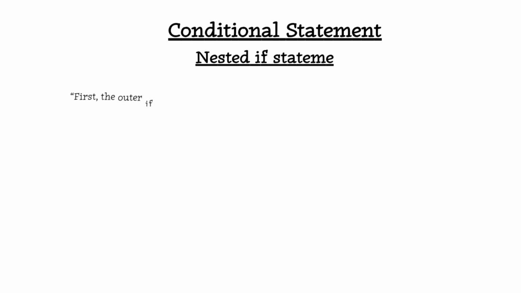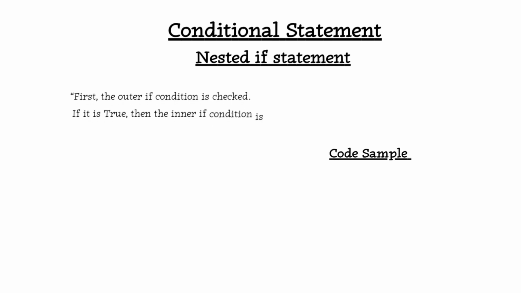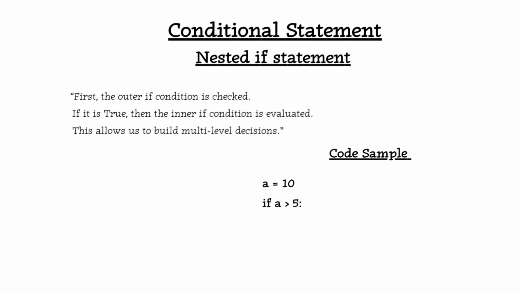Let's now talk about another type of conditional statement, that is the nested if condition. For this, I have already shown a small code snippet on the screen. Just bear with me, I will explain the code, and if you still don't get it, we'll see it in a practical approach as well. So here I have a equal to 10, and if a is greater than 5, inside that if condition I put another nested if condition which checks if a is less than 15, and then I use the print statement under that nested if condition.